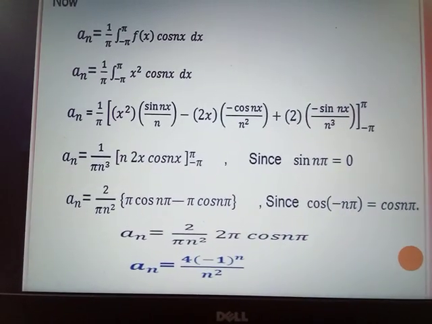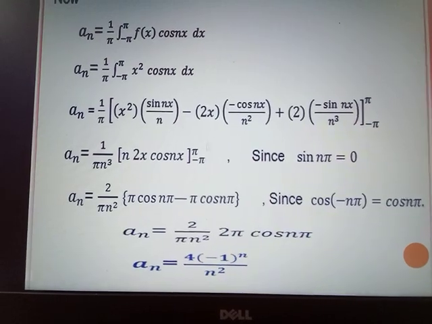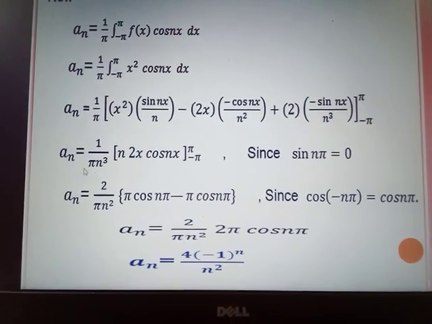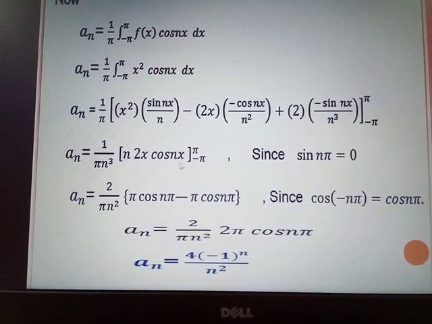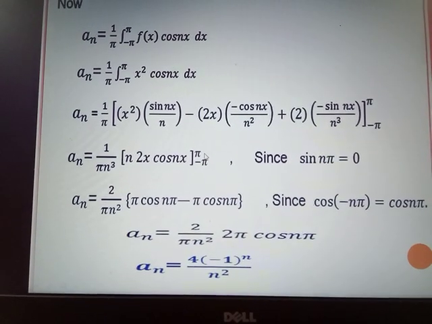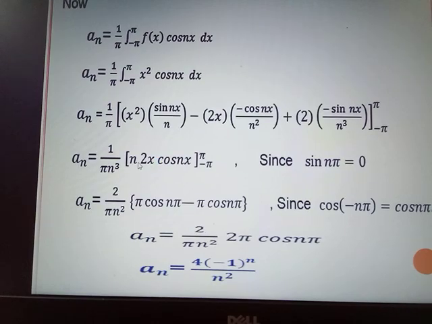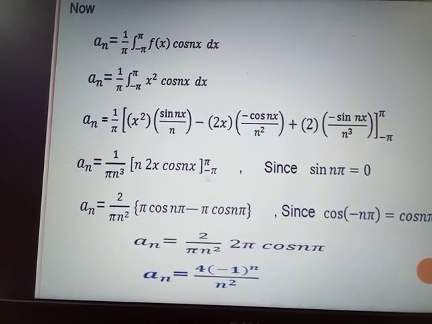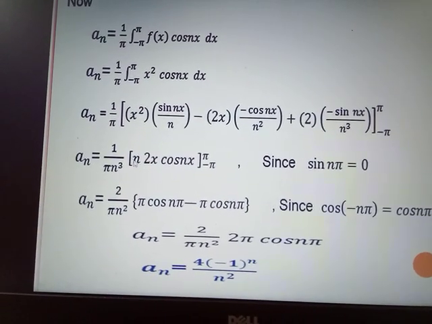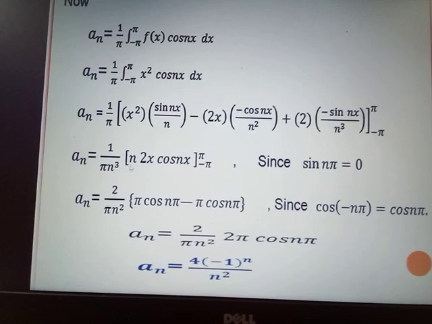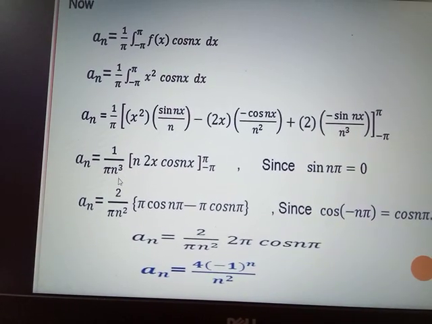It will be positive because minus into minus is plus. Therefore, we have only 1 by pi n cube into n into 2x into cos nx, limits from minus pi to pi. Now take this n outside this bracket because n is constant. To apply the limits, n and 2 are constant. When we take n outside, one n cancels with the denominator n cube.